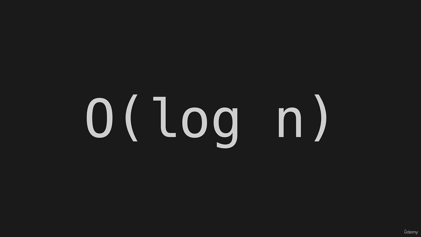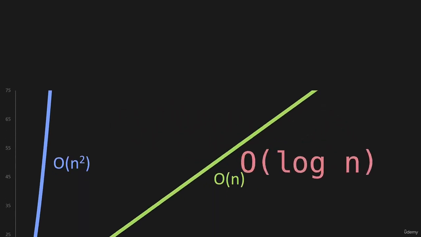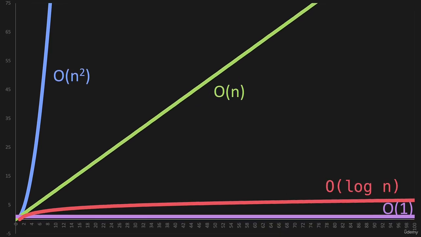So now let's take a look at this on the graph. You can see that it is very flat, very efficient, not as flat as O of 1, of course, but it is far more efficient than O of n or O of n squared.